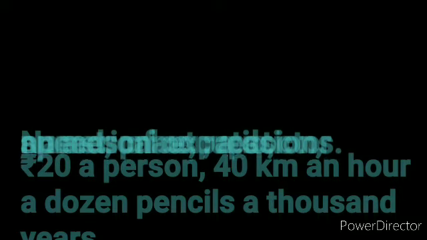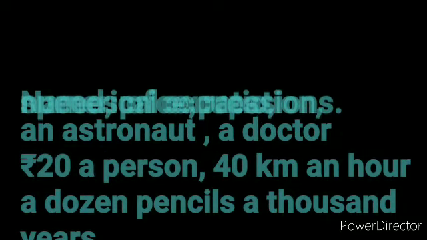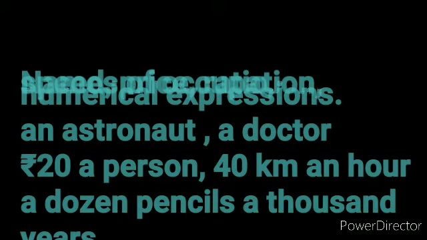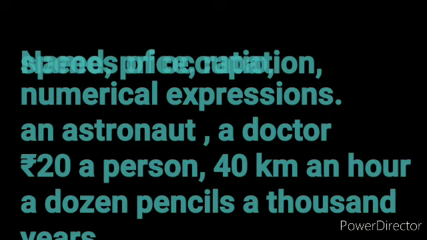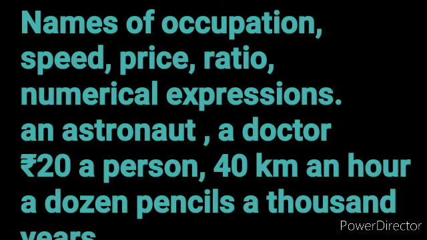So for the names of occupations, the expressions of speed, price, ratio, and with certain numerical expressions, we will use the indefinite article a or an. For example, an astronaut, a doctor. These are examples for occupations. Or else, the bus fare is Rs 20 a person. Or else, the bus traveled at 40 kilometers an hour.